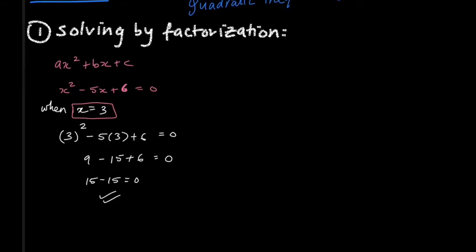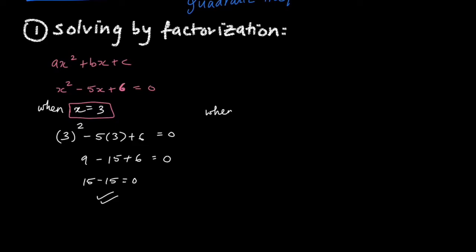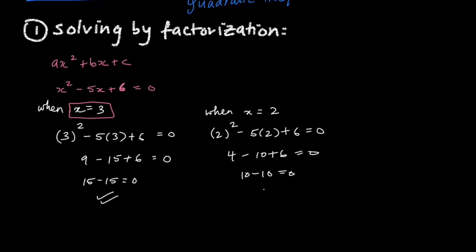Now let's look at when x is equal to 2. If we do 2 squared minus 5 times 2 plus 6 is equal to 0, 4 minus 10 plus 6 is equal to 0. And so 10 minus 10 is equal to 0. So this also proves that x equals 2 is also a solution to this equation.